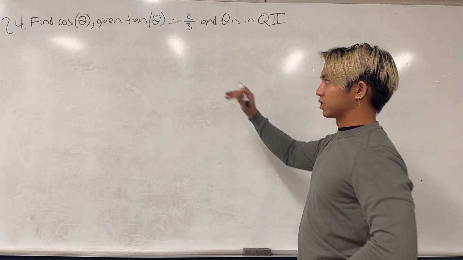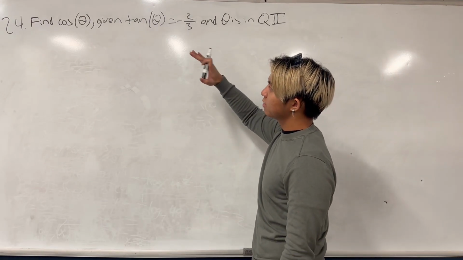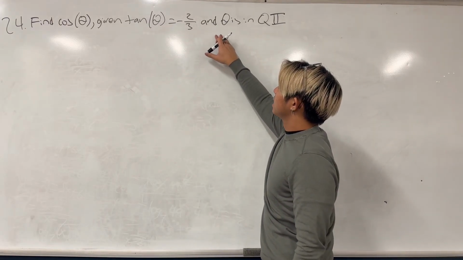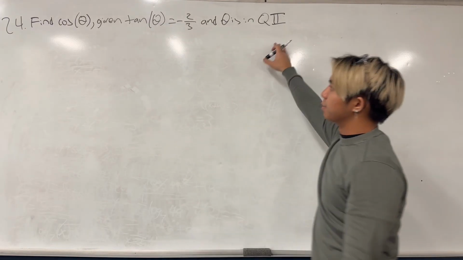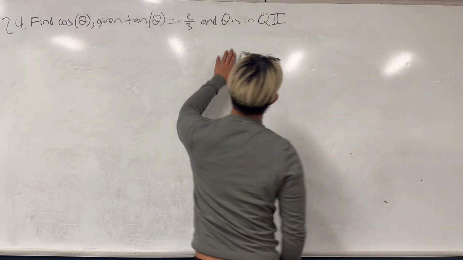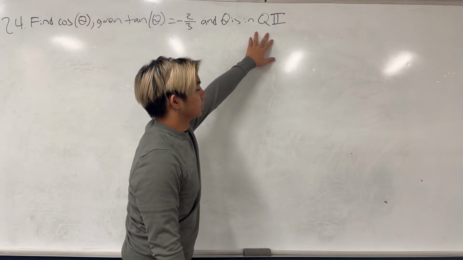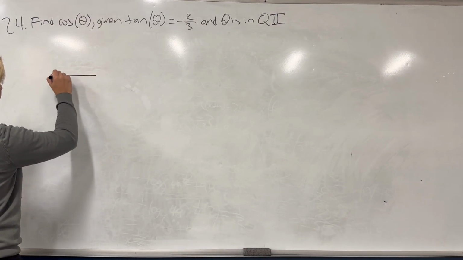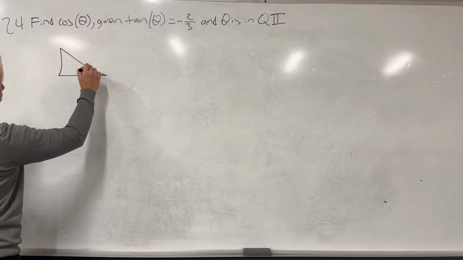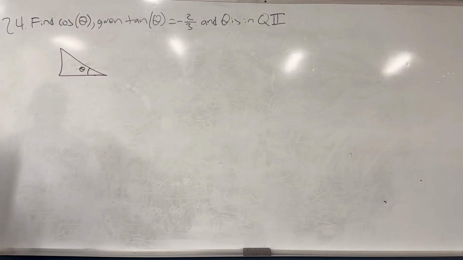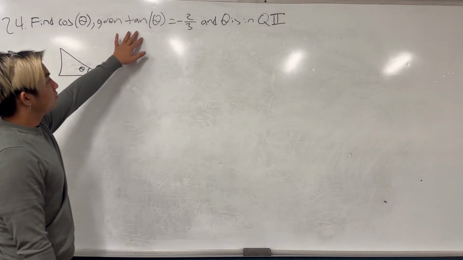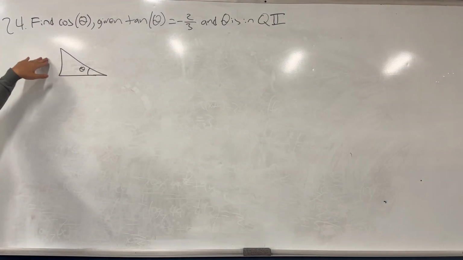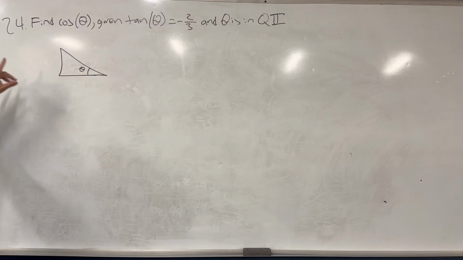Okay, and so for question 24, we have find the cosine of theta given that tan theta is equal to negative 2 over 3 and that theta is in quadrant 2. First thing we know is that theta is in quadrant 2, so our triangle is going to look like this. So this is theta, and we're given that tan is negative 2 over 3. Tan is opposite over adjacent.